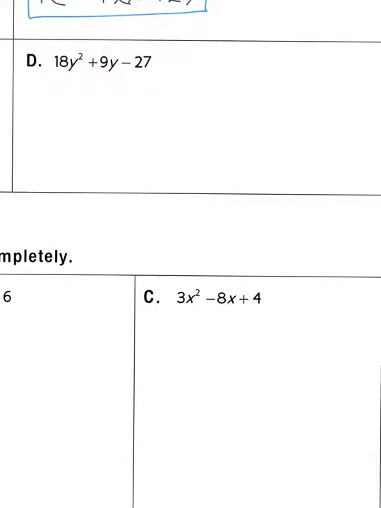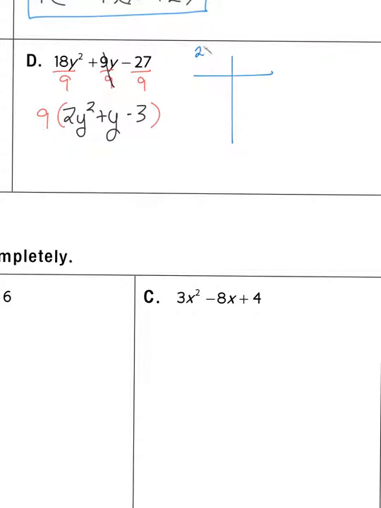Then for D, I know that I can divide each of these by 9, and they do not have a variable in common. So then I get 18 divided by 9 is 2y squared. The 9's cancel, and I get plus y. Negative 27 divided by 9 is negative 3. So then this time I want to multiply the 2 in front to the negative 3.